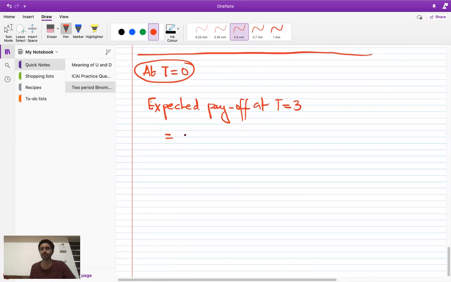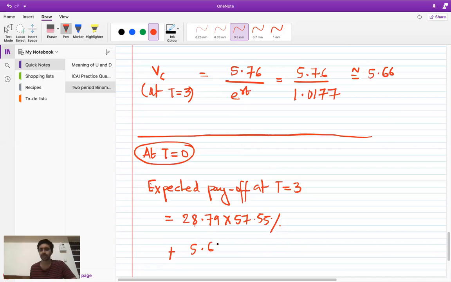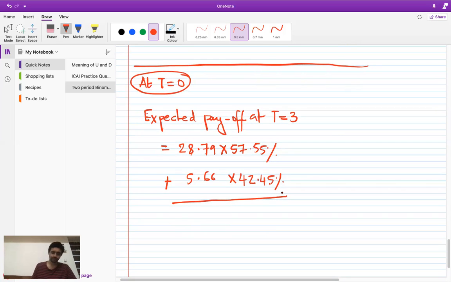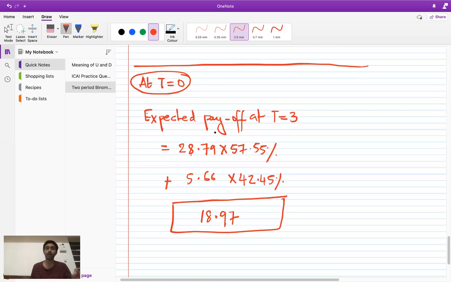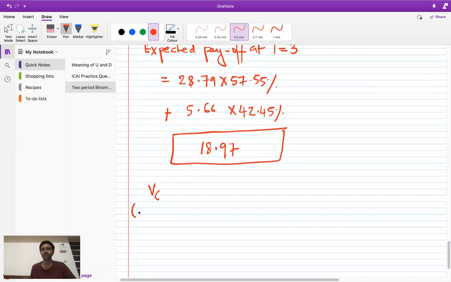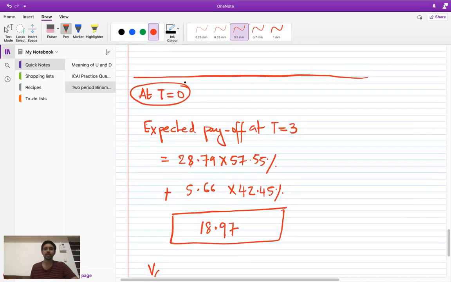So the expected payoff is nothing but 28.79 into 57.55 percentage plus 5.66 into 42.45 percentage, and that's equal to 18.97. 18.97 is the expected value of a call option at t equal to 3. I need the value of the call option at t equal to 0, right? This is what I need. Let me not call it the payoff; let me call it the value of the call option, because payoff is at maturity.